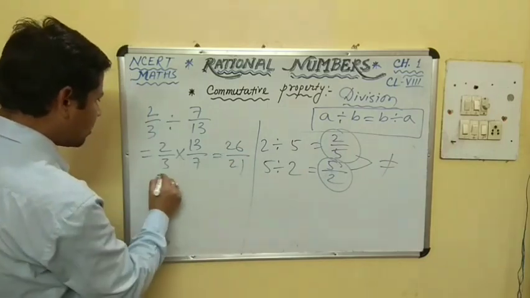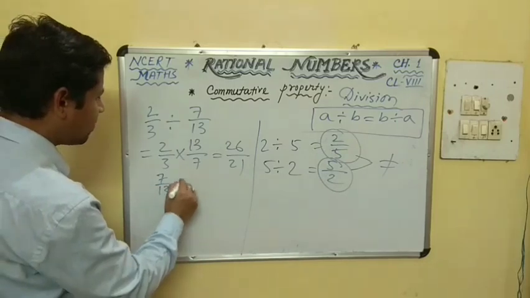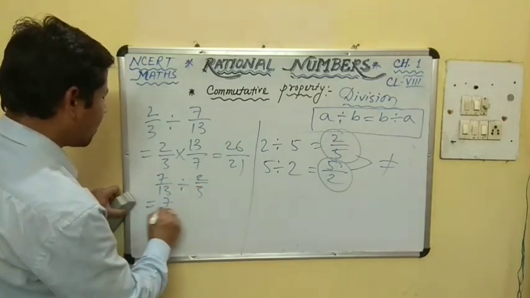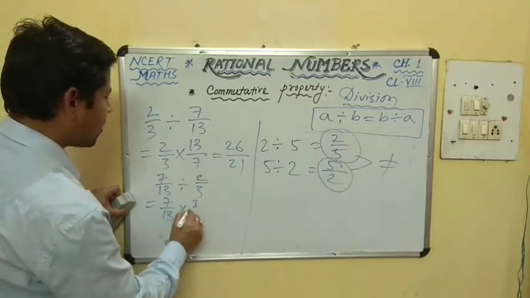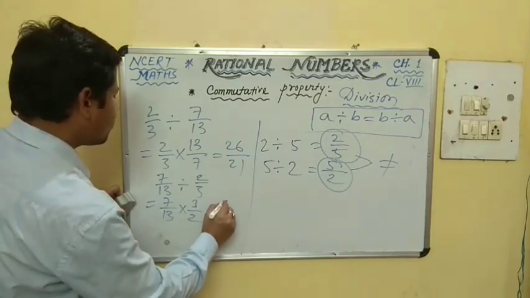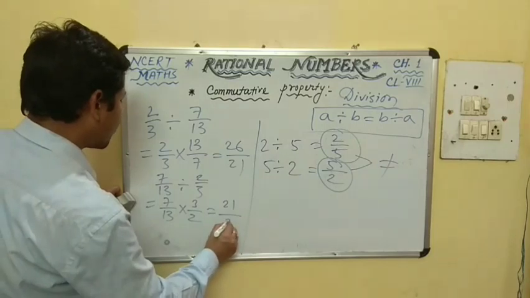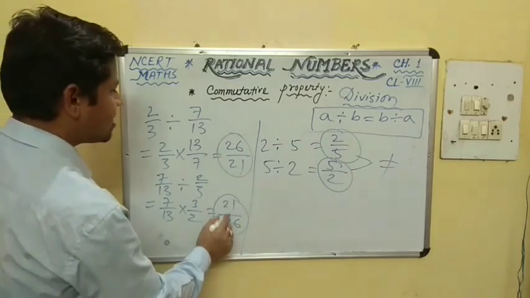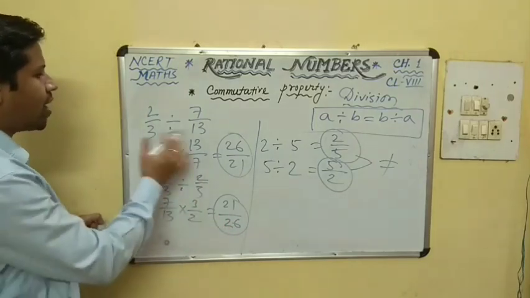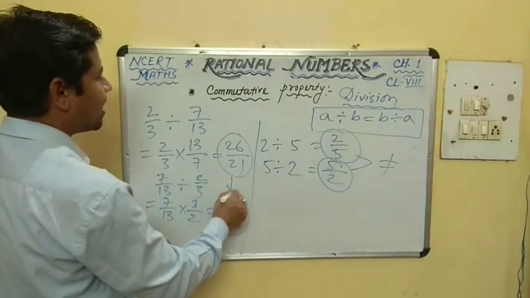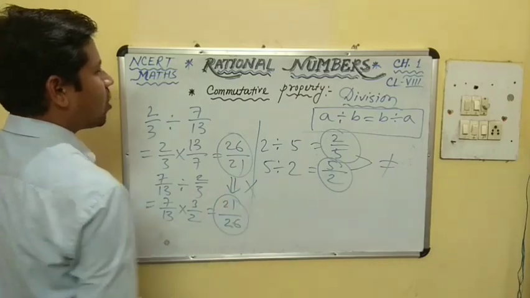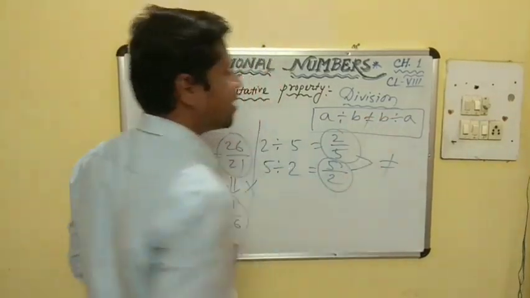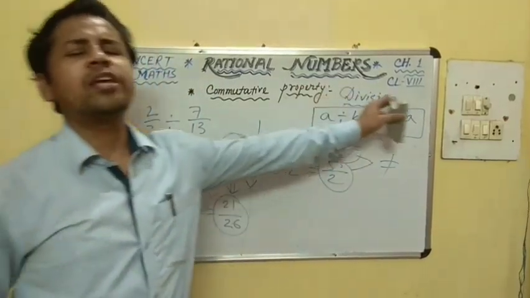If we change the order, 7 by 13 divided by 2 by 3, then it will become 7 upon 13 into 3 by 2. So 7 3s are 21 upon 26. So here we see that 26 by 21 and here 21 by 26, both are not equal. Here also they are not equal. So that means we can't say that a divided by b equals b divided by a.